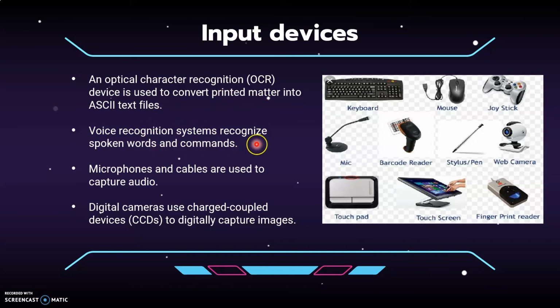So the next one is the voice recognition system, which can recognize spoken words and commands. And then microphones and cable, used to capture audio. And last one, digital cameras use charge coupled devices or CCDs. So the CCDs will help us to capture the images by transforming the light that we see into pixels.